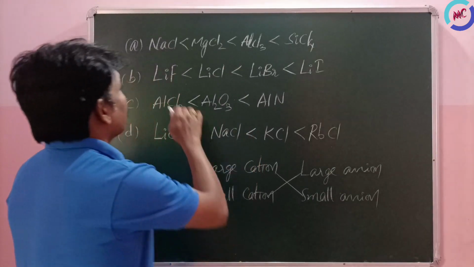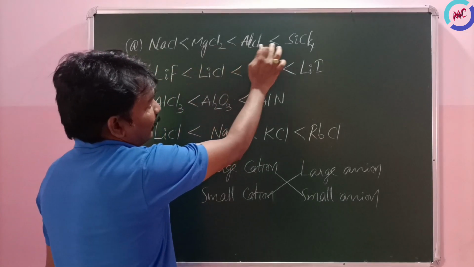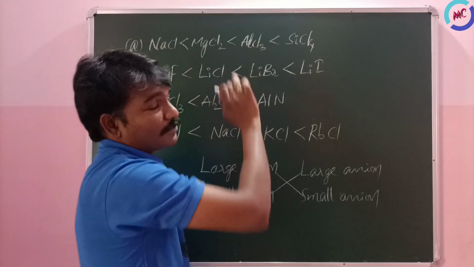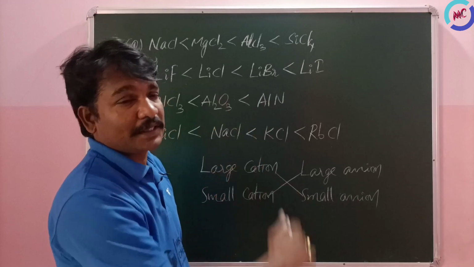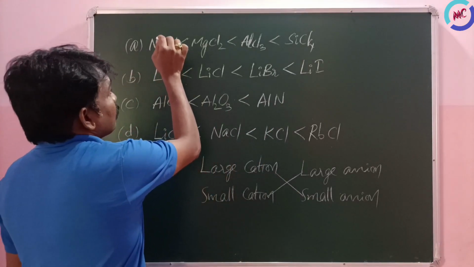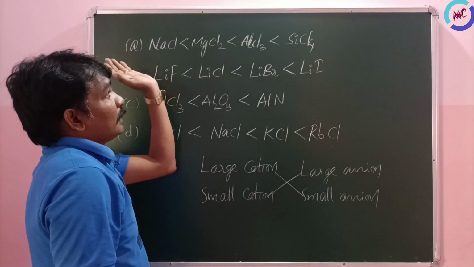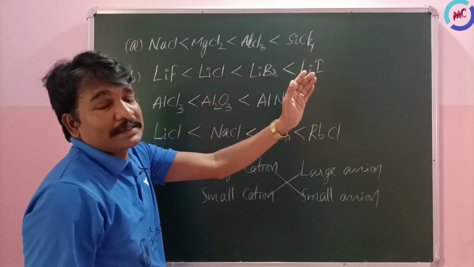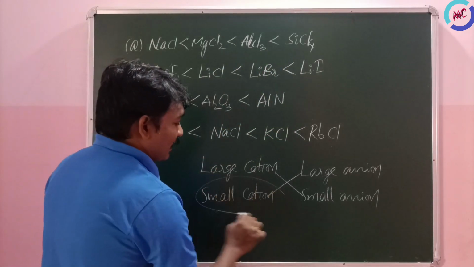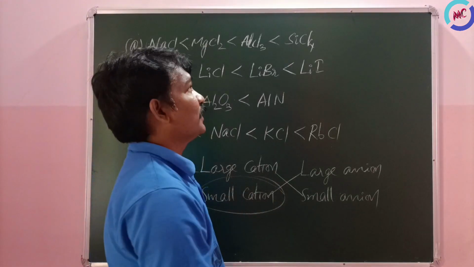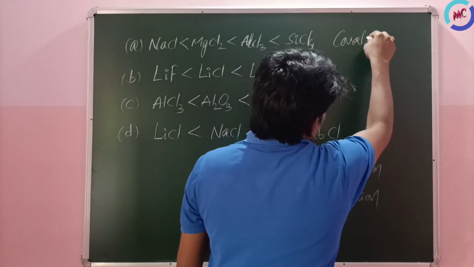Okay? And see here, in case of first option, sodium chloride, magnesium chloride, aluminum chloride, silicon chloride. In all these things, chlorine is common. That's why leave that anion. Now we have to focus on cation. See here, sodium, magnesium, aluminum, silicon. From left to right, the cation size is decreasing. Small cation favors covalent bond formation. This is covalent in nature. This is covalent.